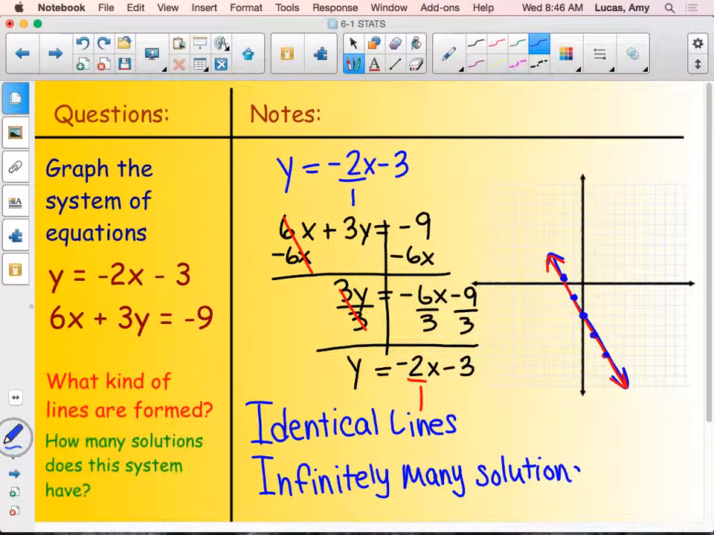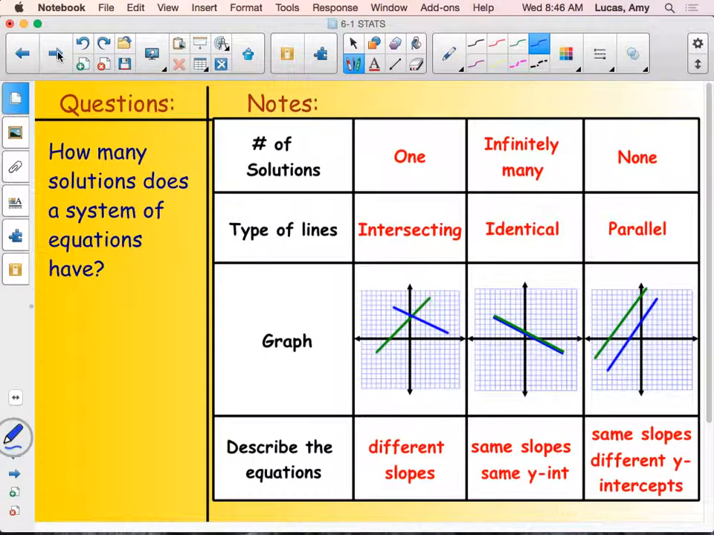So that is the third thing that can happen. We can have intersecting lines with one solution, where you name it. We can have parallel lines with no solution, and we can have identical lines with infinitely many solutions. So this information right here is very important to put in your notes. You're definitely going to need to pause this slide and copy down all of the information.